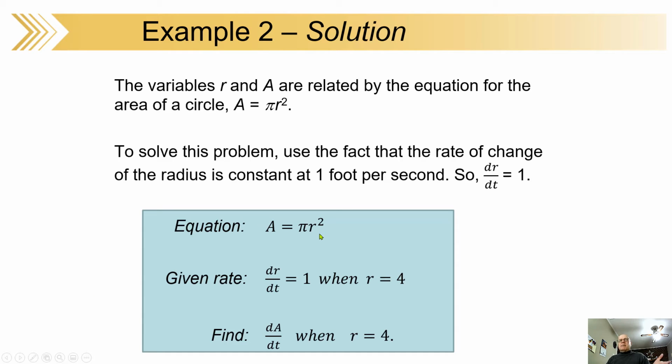You can find that sometimes in the backs of books, or if you're desperate, hey, you can always Google it and find out what the relationship is between the area and the radius. Here are things you're given, and you're looking for how the area is changing per second, per minute, whatever it is.